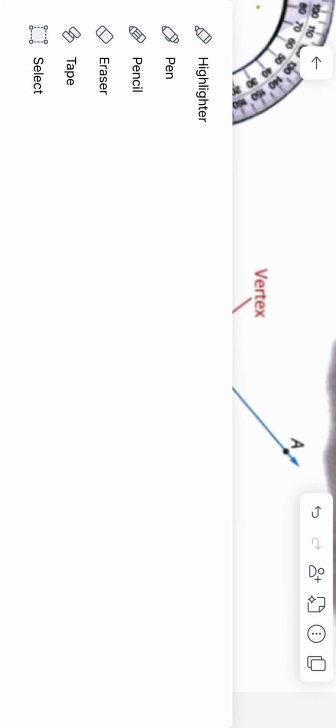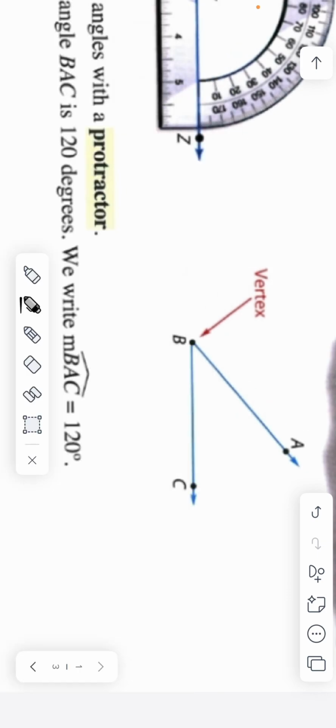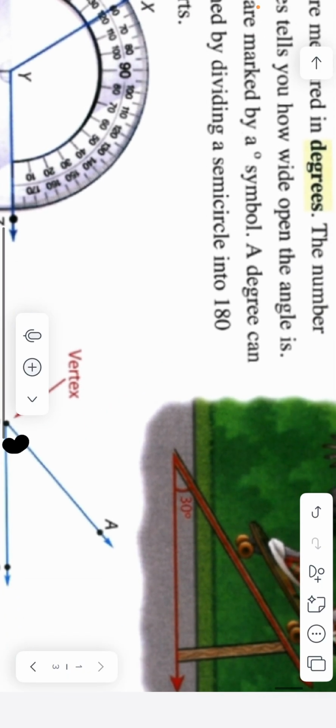Let me show you the angle over here. This is the angle, so this is angle B. We have ABC. AB is a line segment and BC is also a line segment. When they connect at point B, they make up angle ABC. So this is the angle.